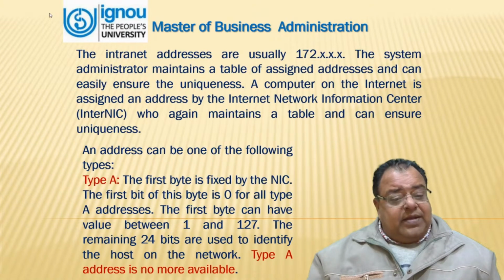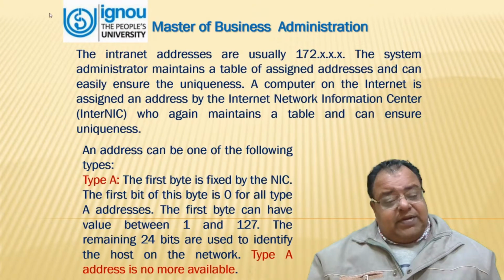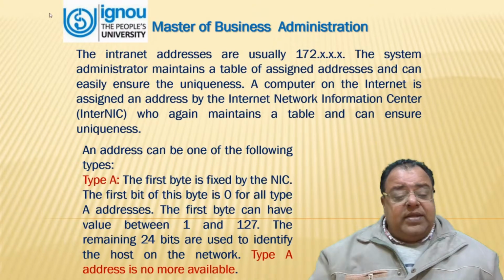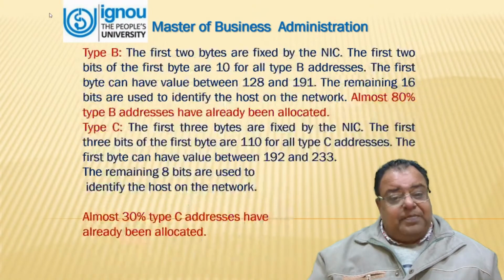For type A, the first bit is fixed by the NIC. The first bit of the first byte is 0 for all type A addresses. The first byte can have values between 1 and 127. The remaining 24 bits are used to identify the host on the network. A type A address is no more available.